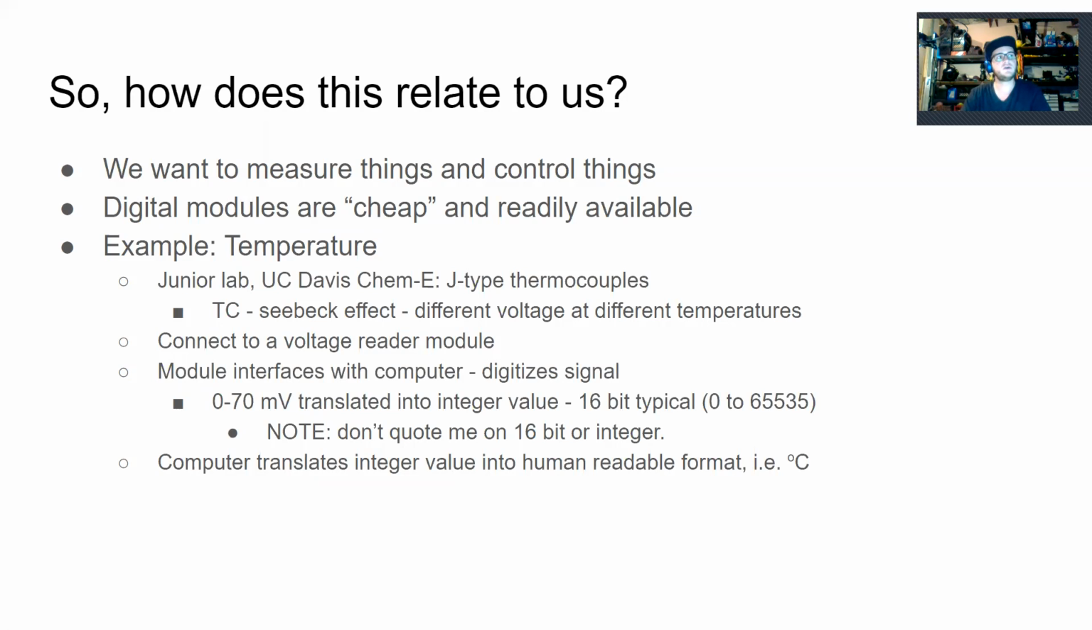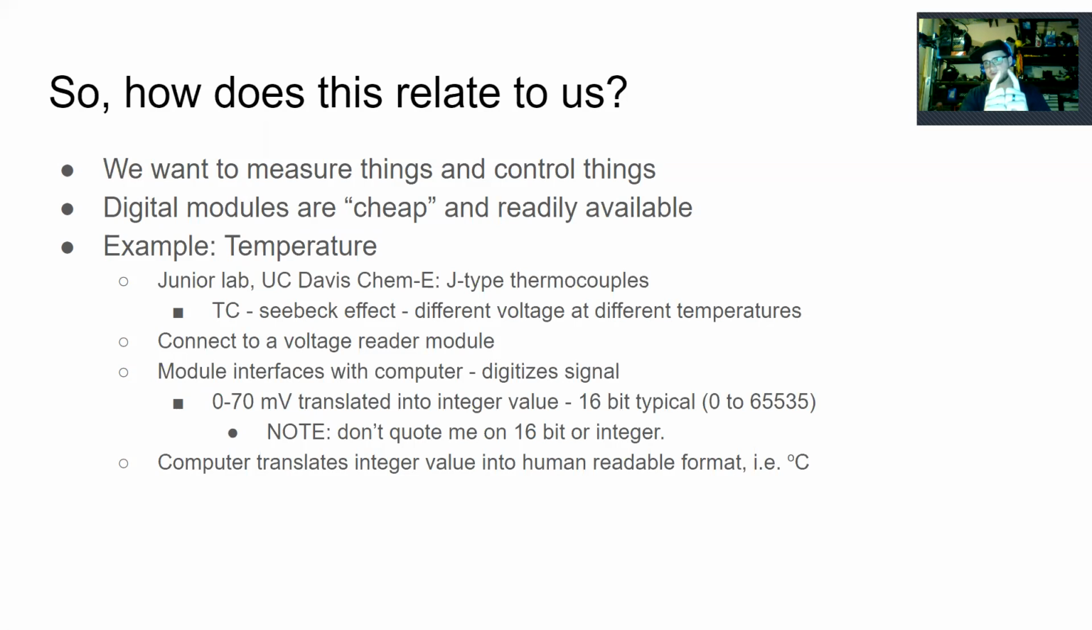is. So a good example that I've already referred to a little bit is temperature. For those of you that have done the fall quarter junior chemical engineering lab, you've actually made a J-type thermocouple. For those of you that haven't got there yet, essentially this is just two wires, two different kinds of metal wire that are welded together to form a junction.